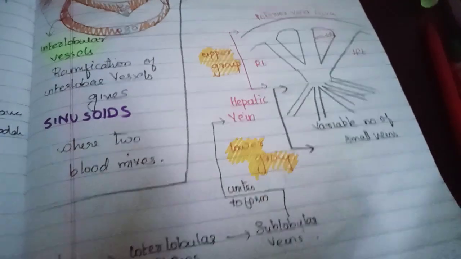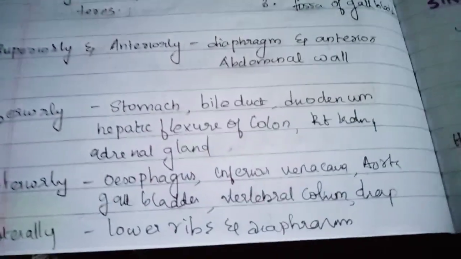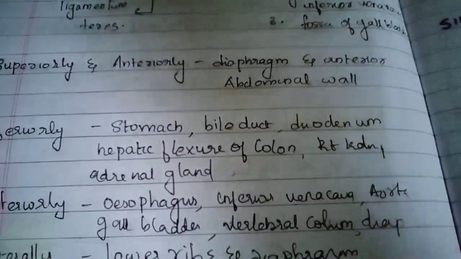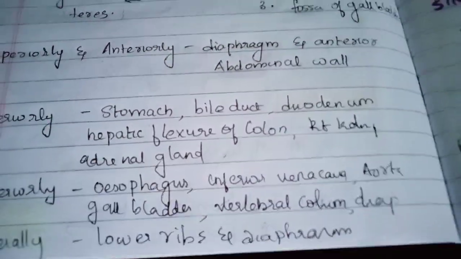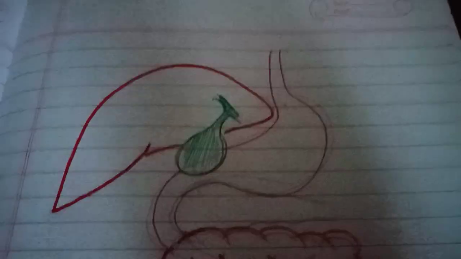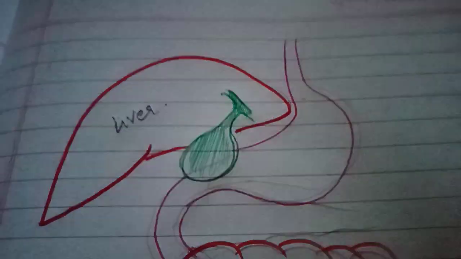Then we are going to discuss its relations: superiorly, anteriorly, inferiorly. Superior to the liver we have the diaphragm and anterior abdominal wall. Inferiorly we can see a diagram over here. This is the liver. Inferiorly we have the stomach.